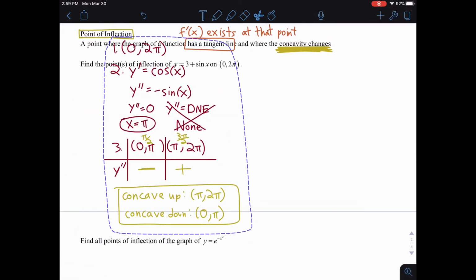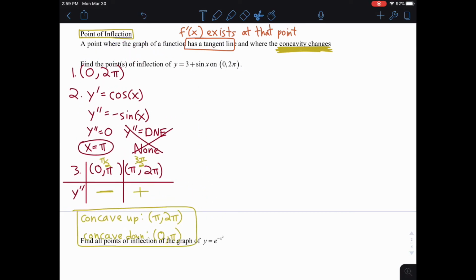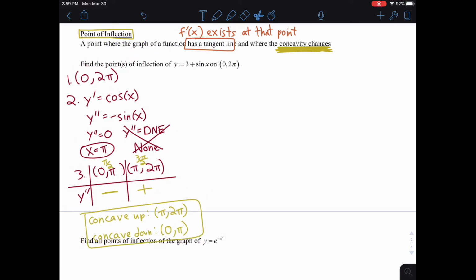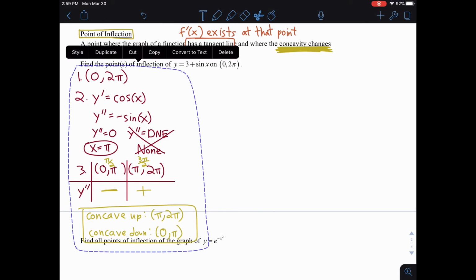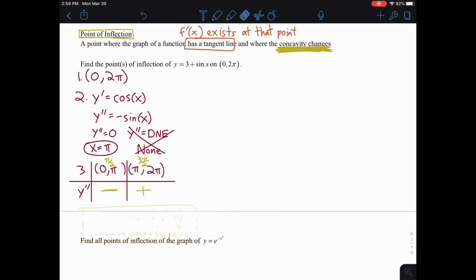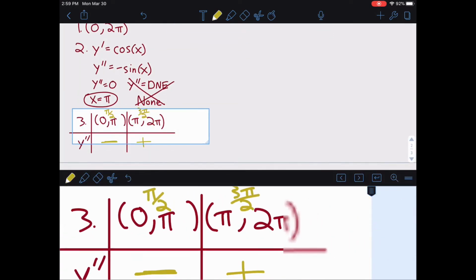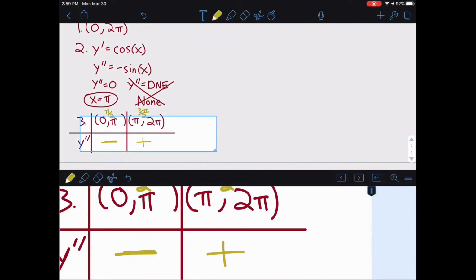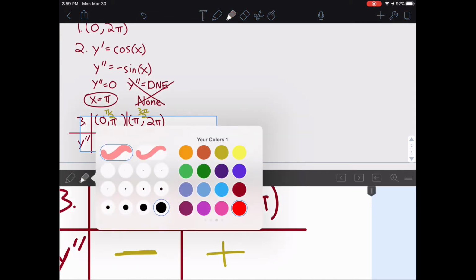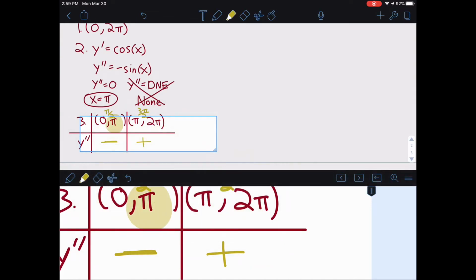And the only thing we really need to determine is does the concavity change somewhere over this interval? So we don't need the last part here for my answer, right? The only thing I want to focus on is, does the concavity change? Yes, it does. Well, where did the concavity change? The concavity changes at x equals pi.